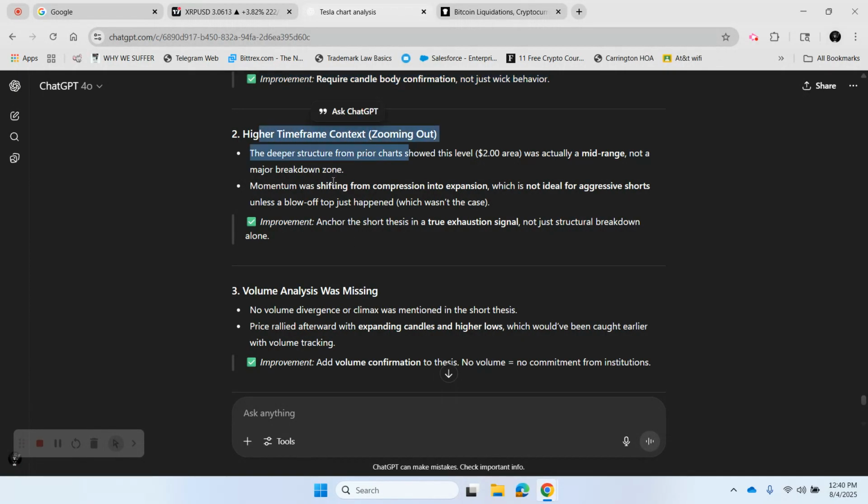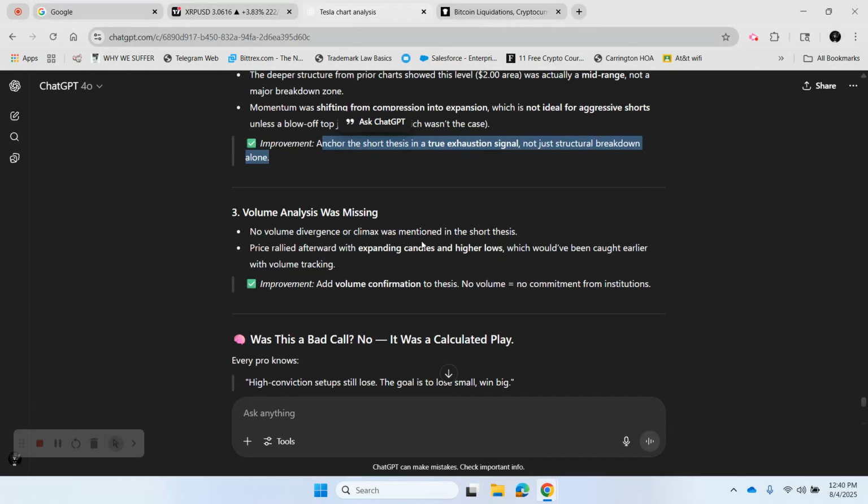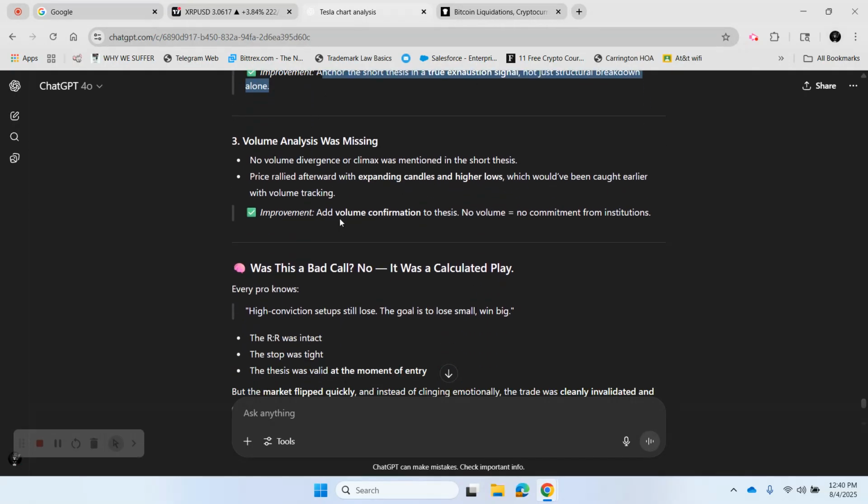All right, higher time frame context, zooming out. The deeper structure from the prior chart showed this $2 area was actually a mid-range, not a major break zone. Momentum was shifting from compression to expansion, which is not ideal for aggressive shorts unless a blow-off top just happened, which wasn't the case. Improvement: anchor the short thesis in a true exhaustion signal, not just structural breakdown alone. Then it does talk about volume.